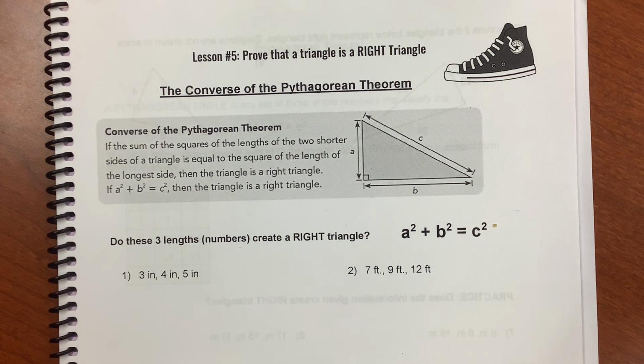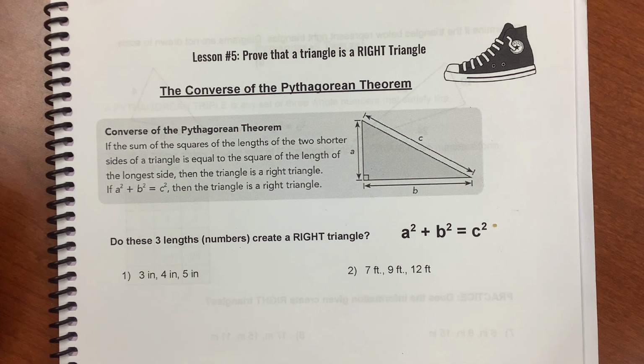So here's the converse of the Pythagorean theorem. If the sum of the squares of the lengths of the two shorter sides of a triangle is equal to the square of the length of the longest side, then the triangle is a right triangle. If a squared plus b squared equals c squared, then the triangle is a right triangle. That's the converse of the Pythagorean theorem.